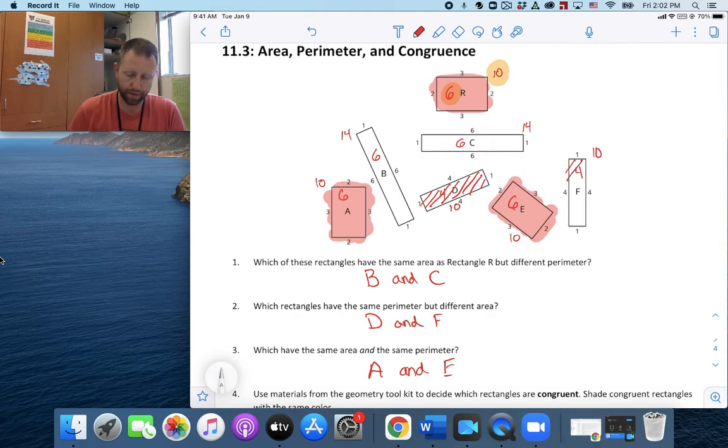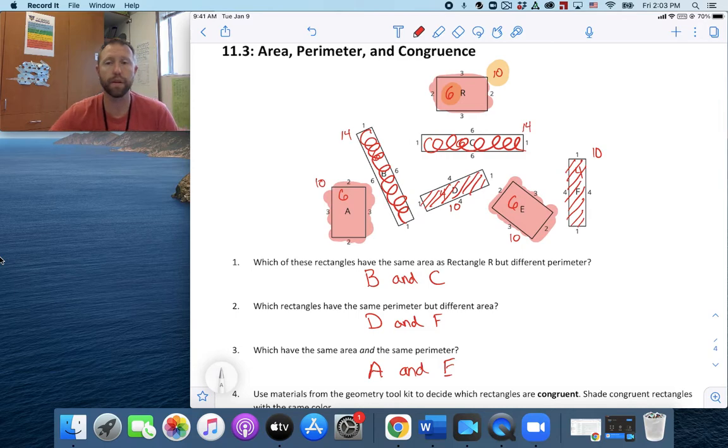Just put stripes in these other two that are congruent, D and F. And then, while we're at it, look, B and C are congruent also. They have the same perimeter and area. They have the same side lengths. So you can do something a little different with those. Maybe do the squiggly lines instead of shading the whole thing to show that they belong together as well. They're congruent.